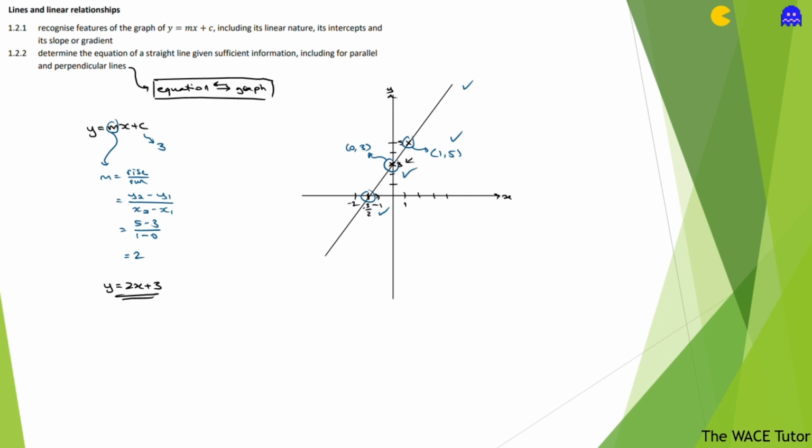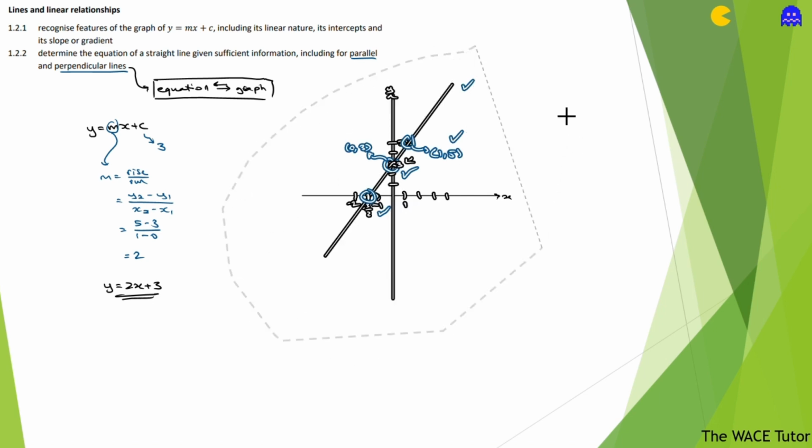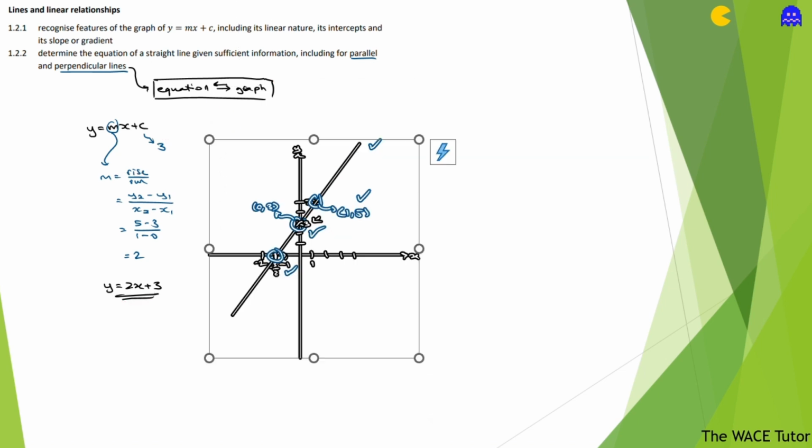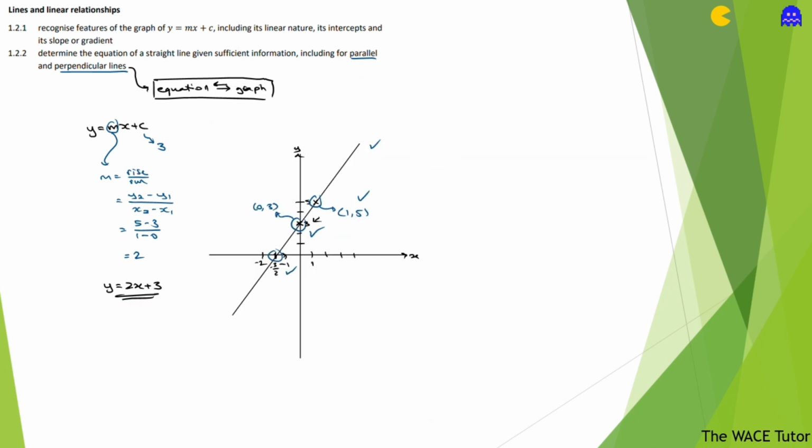Okay, cool. I'll briefly touch on parallel and perpendicular lines before I move into simultaneous equation solving, which isn't actually given on the syllabus, but it's a necessary part as well. So I move that over and I look at parallel and perpendicular lines.